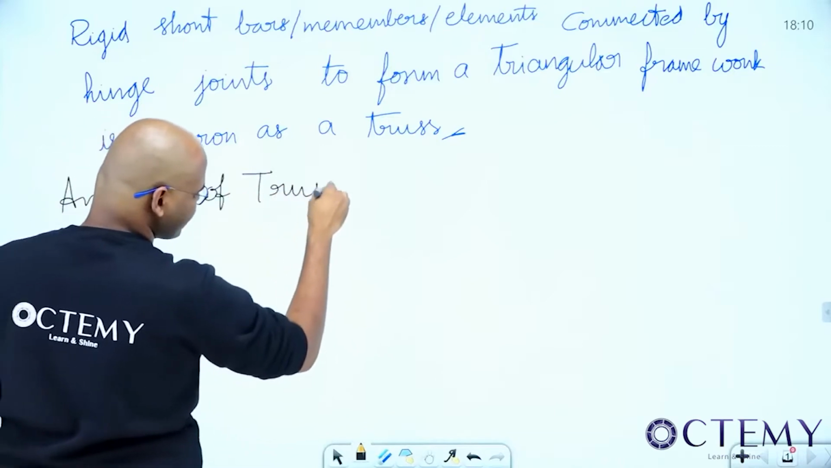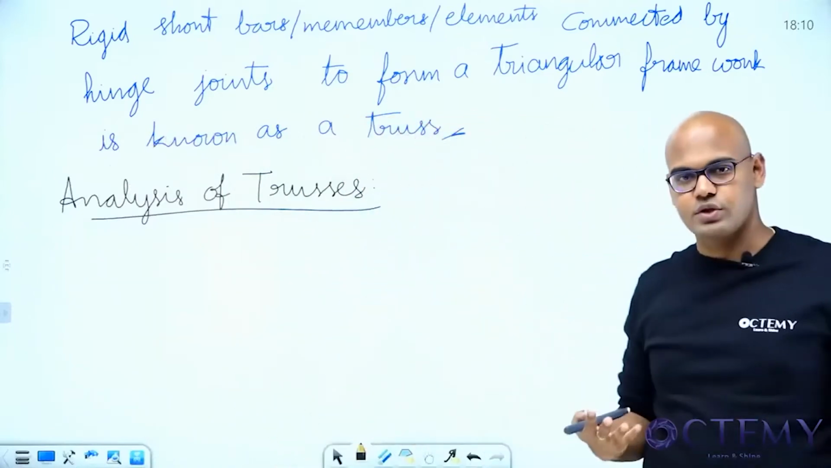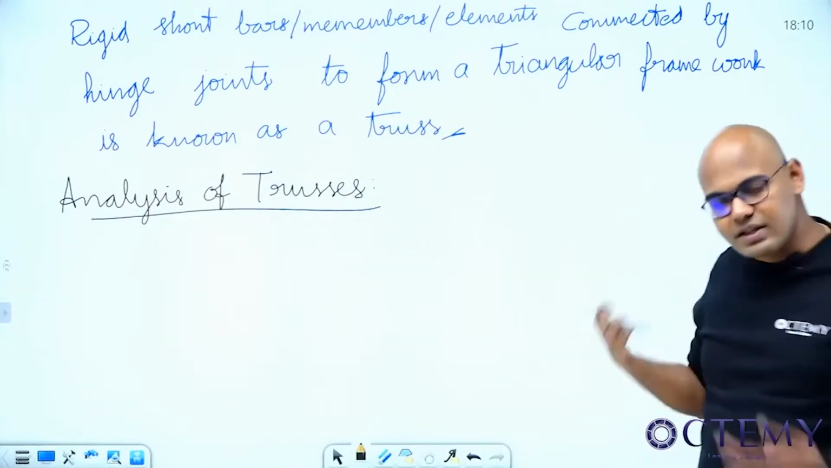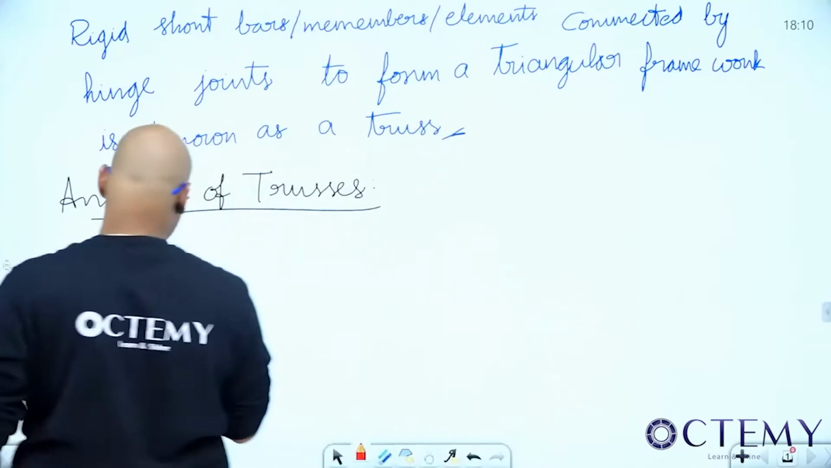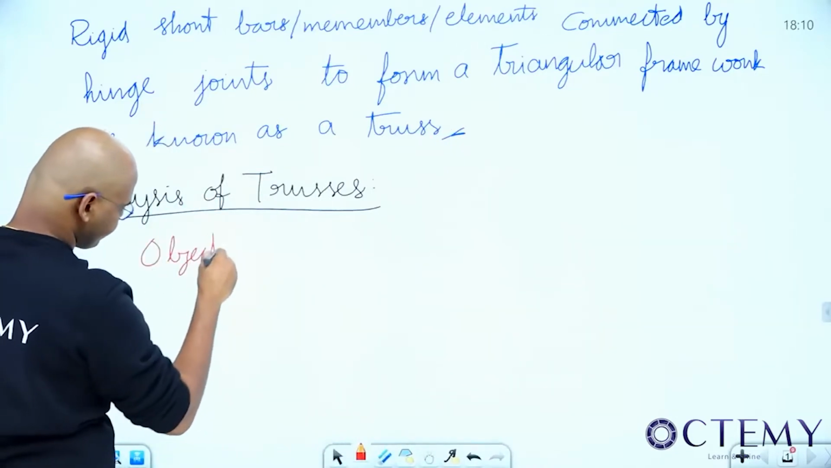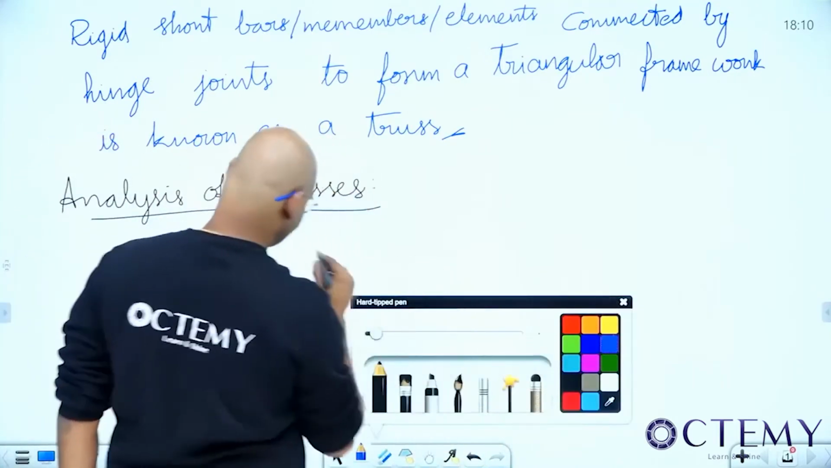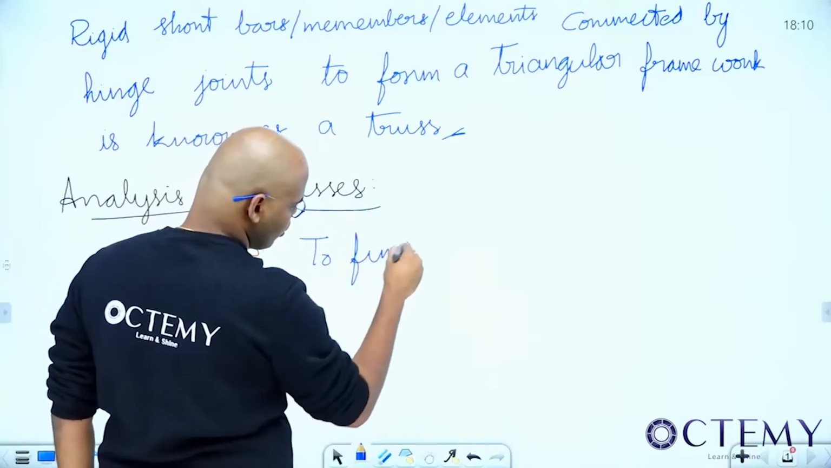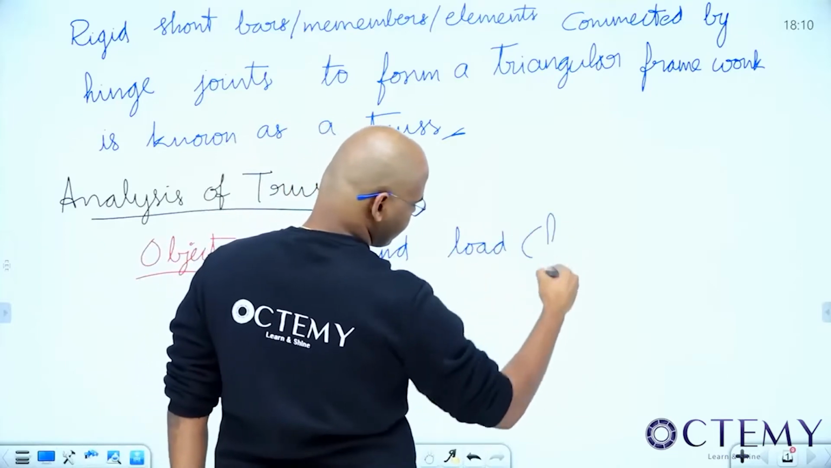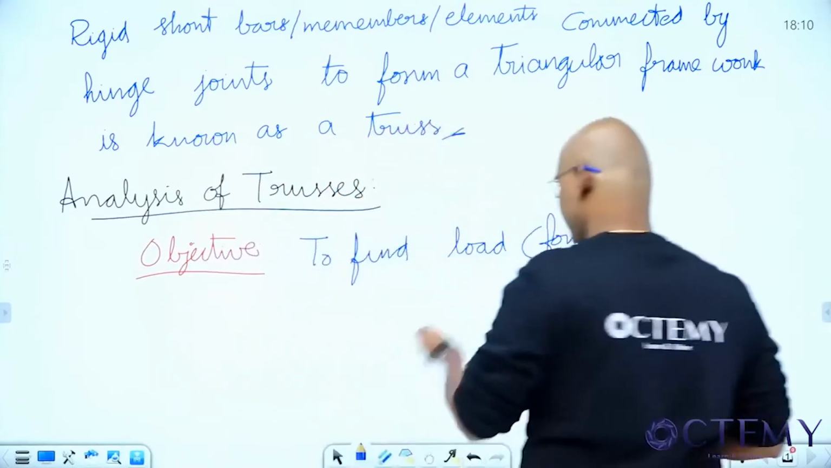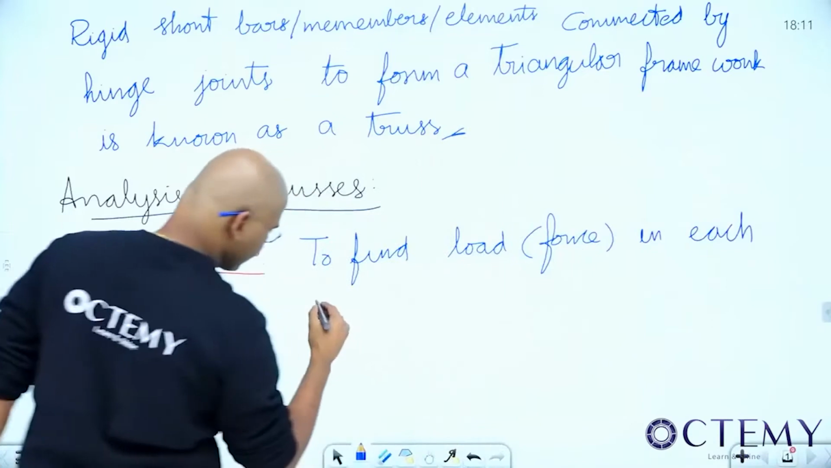Generally, analysis of trusses will be in different stages: finding the loads in the members, then doing the stress analysis, then again doing the deflection analysis. There are many things, but at our level we have only one objective. What is that objective? To find force, or I'll say to find load, because the civil people use the same terminology. To find load in each member of the truss.